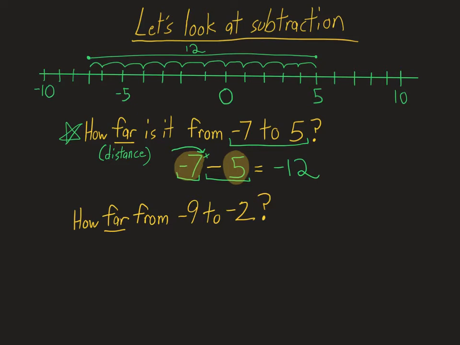Let's look at example number 2. How far is it from -9 to -2? So again, if we started here, there's -9. And now we're staying with both numbers on the same side of 0. These are both negatives. How far is that distance? We can count. 1, 2, 3, 4, 5, 6, 7 units. We can see that distance is 7.